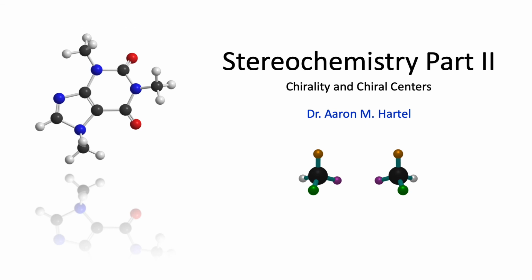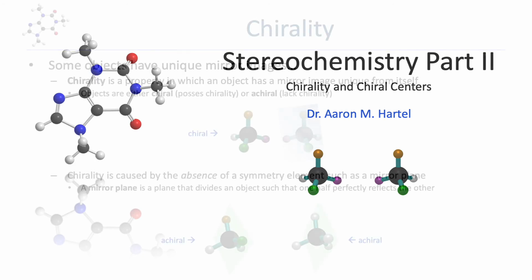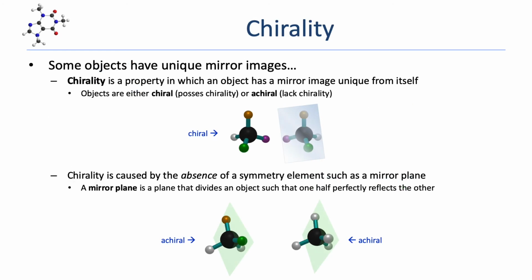In this lesson, we're going to continue our exploration of stereochemistry, taking a look at chirality and chiral centers. Chirality is a property of an object in which its mirror image is unique from itself. The classic example is a hand, right? If you take your right hand and put it in a mirror, what do you see? You don't see a right hand, you actually see a left hand. The right and left hands are chiral. Each one has a mirror image that is unique from itself.